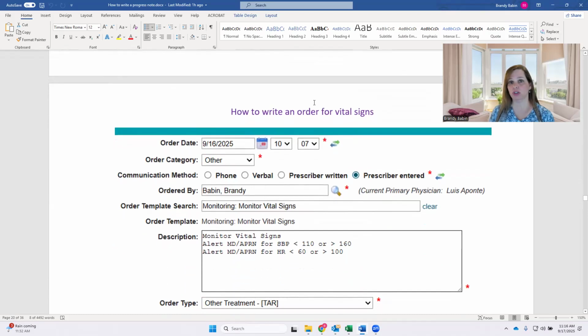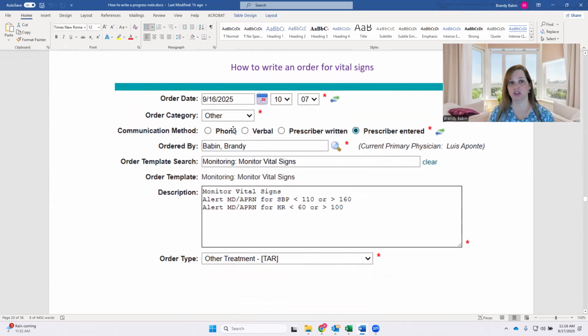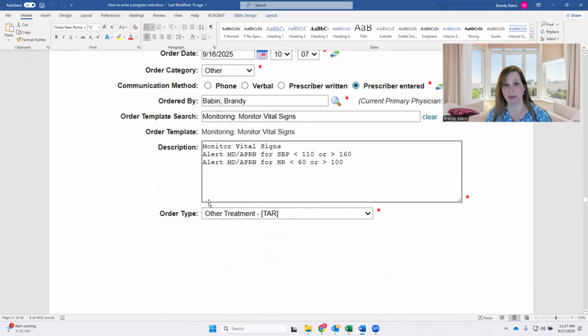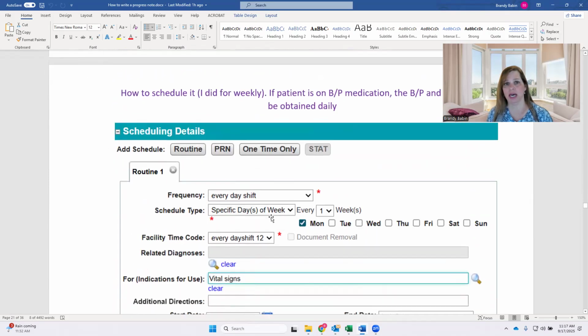So here's how to write an order for vital signs. You're going to go in, you're going to click other, you're going to write vital signs. It will pull up. This is how I write mine. You don't have to do that, but I want to know if you've got a patient with a blood pressure of less than 110 or greater than 160, or a heart rate of less than 60 or greater than 100. I'm going to put it under the TAR.